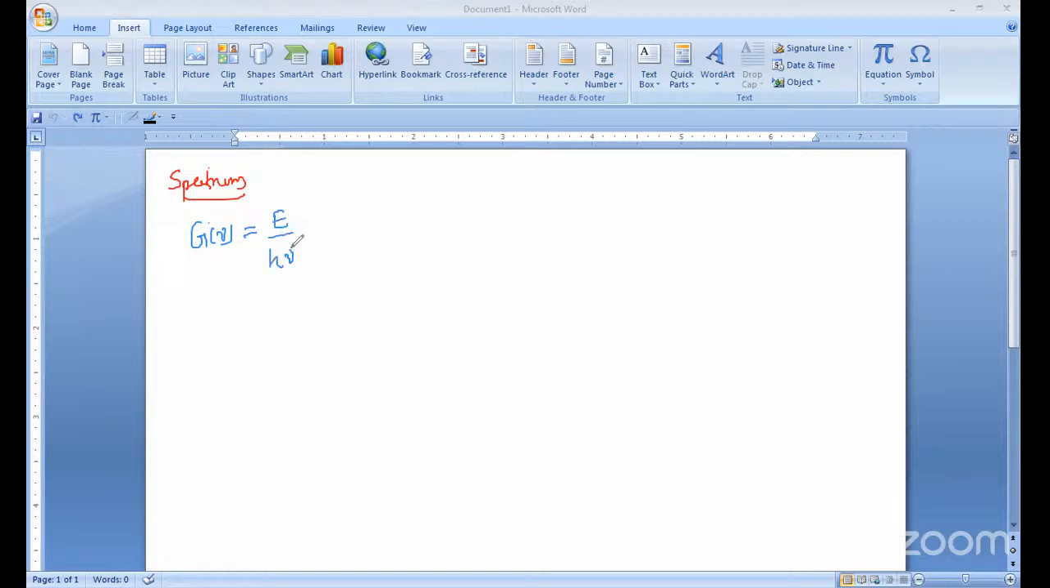E by hc, not ν. G(v) is equal to E by hc. So here we have the E value, which we already have written. If we substitute the E value, that is what we have called ν vibrating, right? ν vibrating.